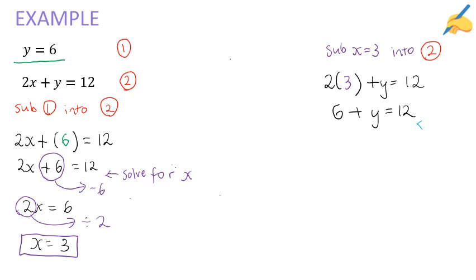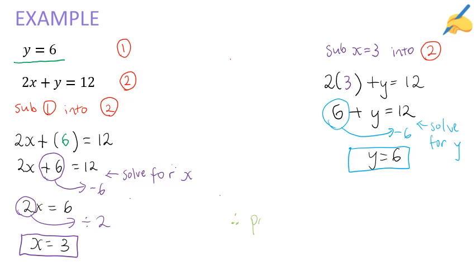Now I'm going to solve for y. So I'm going to subtract this 6 over to this side, and I'll get y equals 12 minus 6, so y equals 6. So now I have my y point as well. So therefore, the point of intersection is at the coordinates 3, 6.